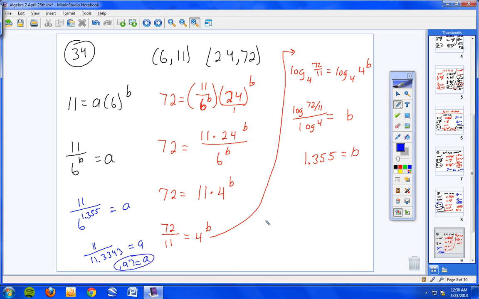So your model is going to be y equals a, which is 0.97, and then x to the b power, which is 1.355. Let me go ahead and look in the back of the book very quickly and make sure that problem is right, which I hope that it is.